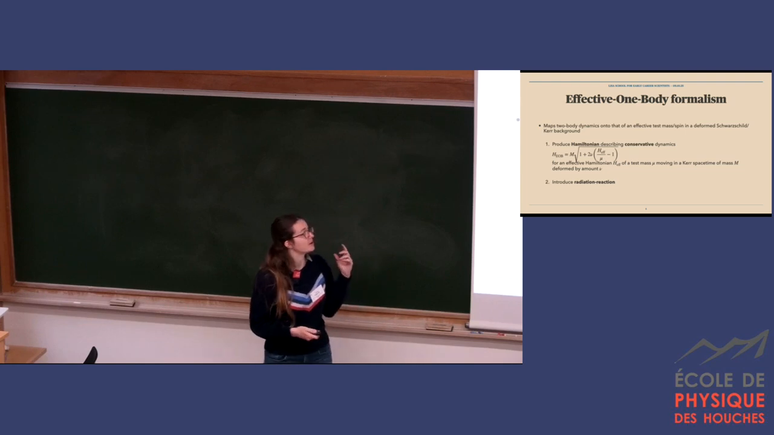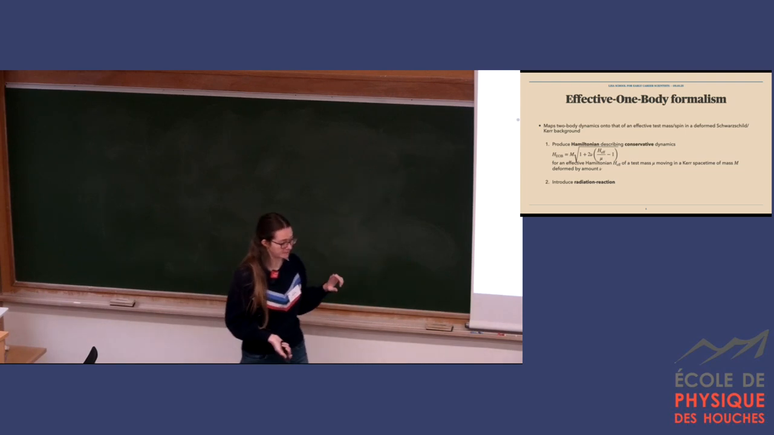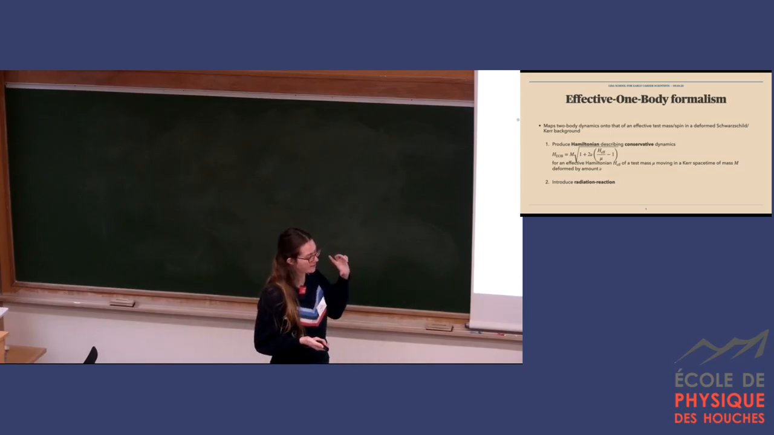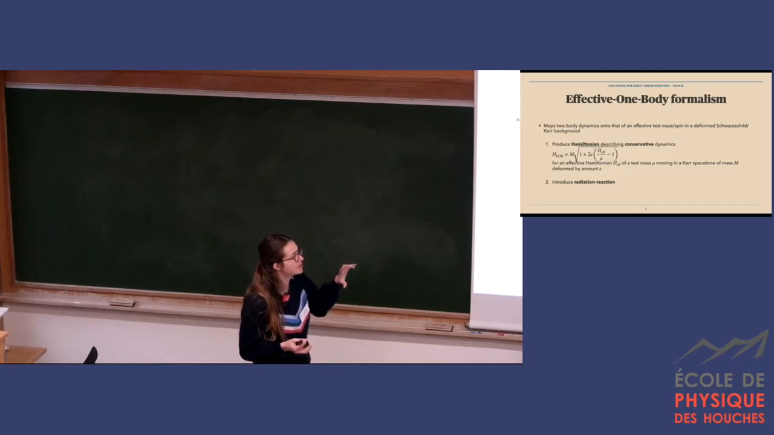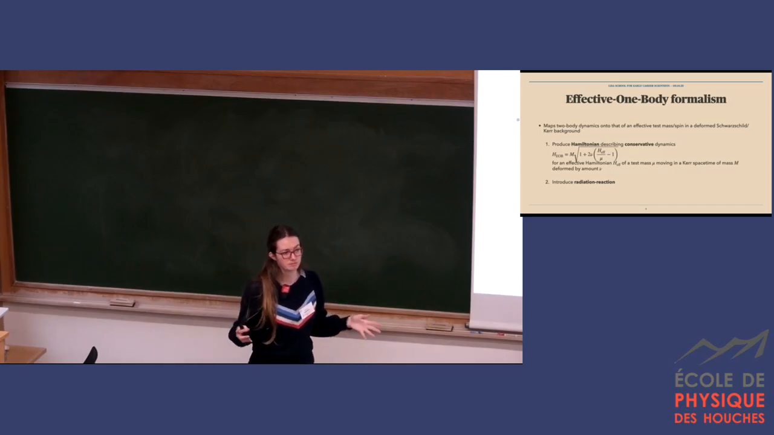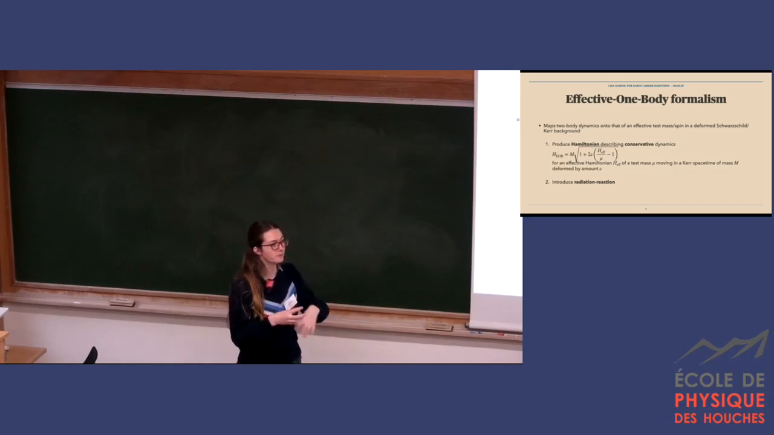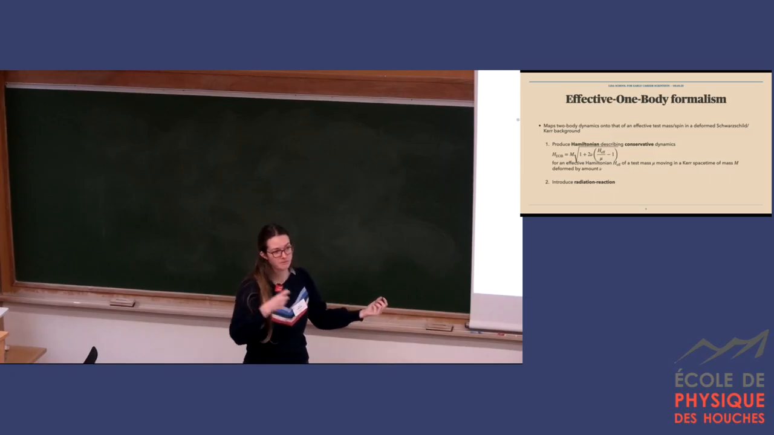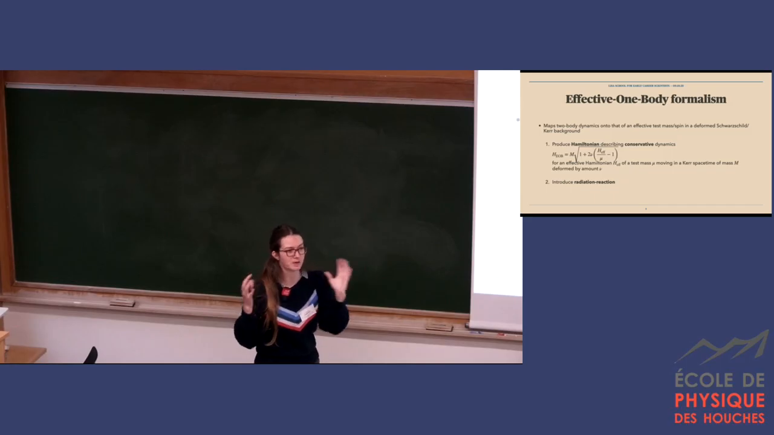And this is done by employing resummation methods. So in the effective one-body formalism, you essentially do the same sort of thing that you do in Newtonian mechanics, where you map the dynamics of a two-body system onto that of a test particle moving in the perturbed metric of a much larger body.